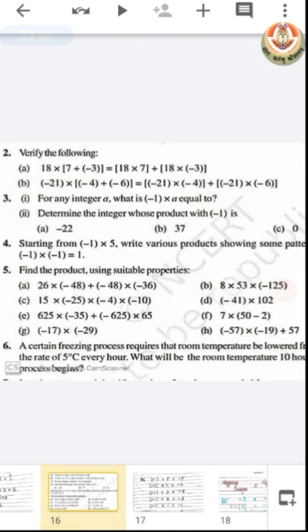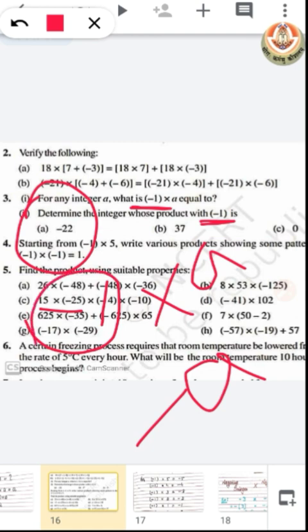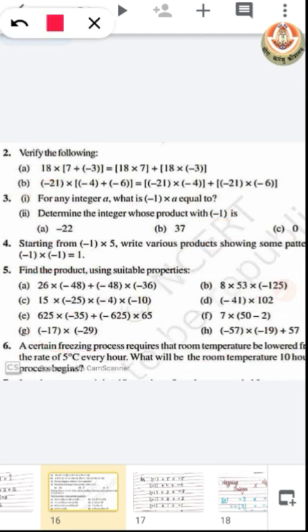Okay, we can discuss this question here. It is very easy and you can do it on your own. So see, we know that when we multiply minus 1 with any integer, we get minus of that integer as the answer. Okay, so for A, it is the same case. Here we have minus 1, and in the answer we have a negative integer. That means in the place of a we have 21.